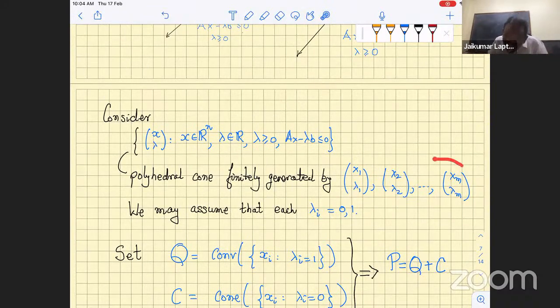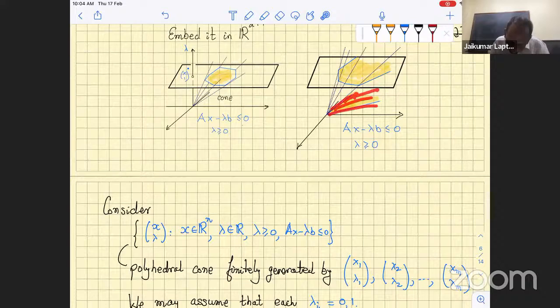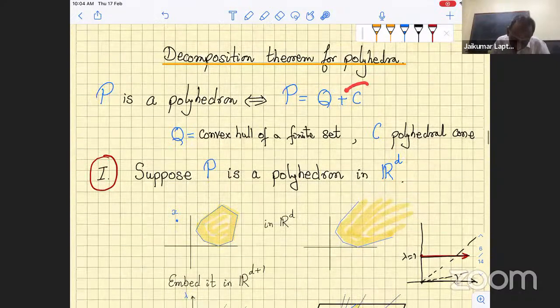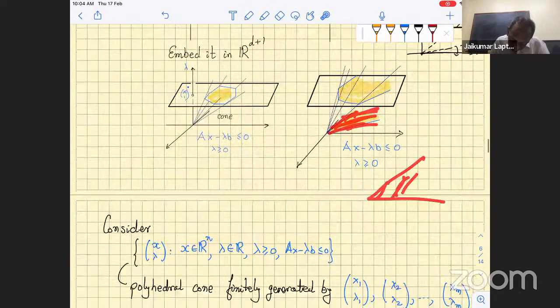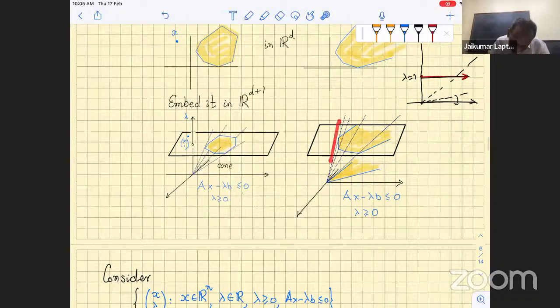The intuition is those that correspond to lambda equals 0, they are the generators of the cone that you are looking for. And those that have 1 in their second coordinate, they are points, they are these rays. So you restrict them, drop the last coordinate, and you have got a finite set of points, and they will generate this finitely generated convex hull.